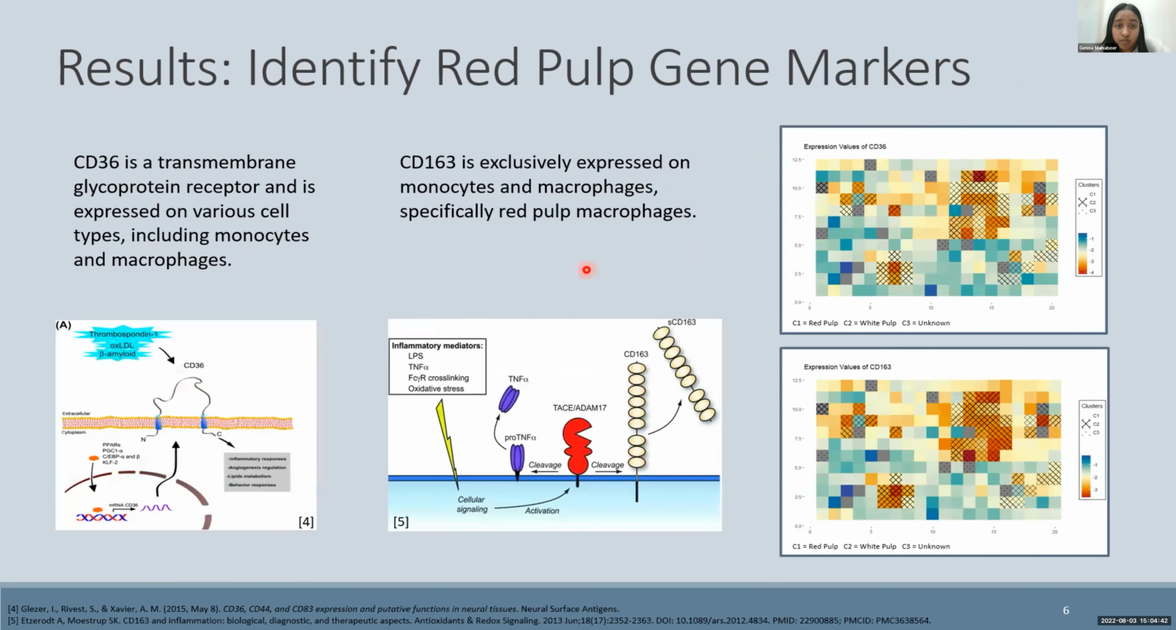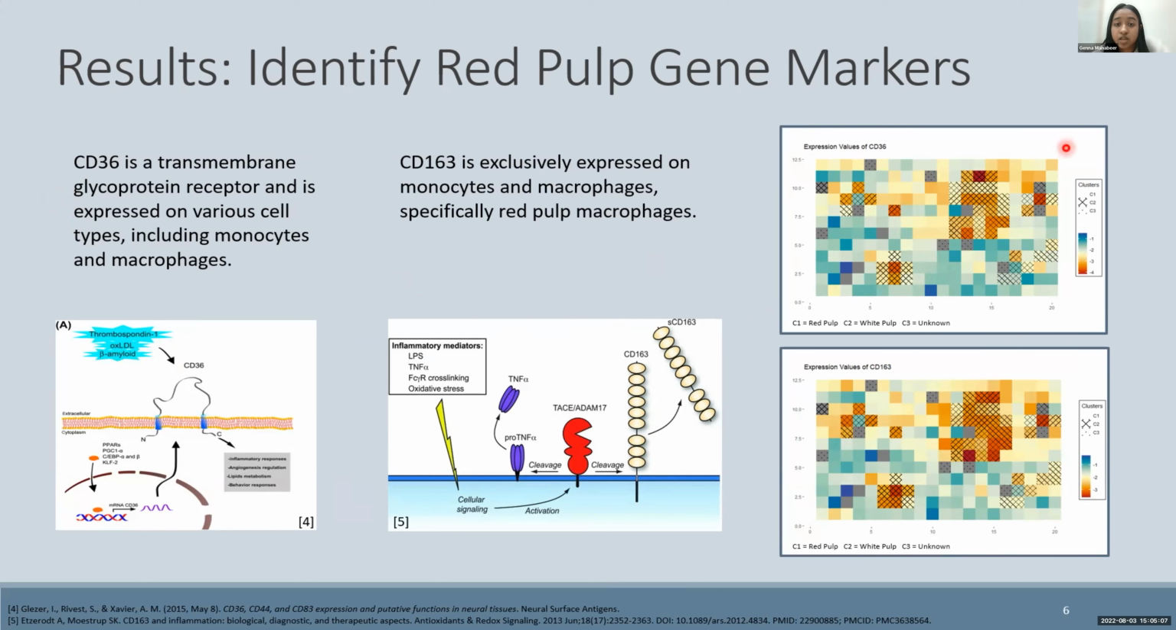Next, we identified red pulp gene markers. And so here, CD36 is a transmembrane glycoprotein receptor, and is expressed on various cells, including monocytes, macrophages, and can be found in the red pulp of the spleen. Similarly, CD163 is expressed on monocytes, macrophages, and specifically red pulp macrophages. So we know that this is going to be highly expressed in the red pulp.